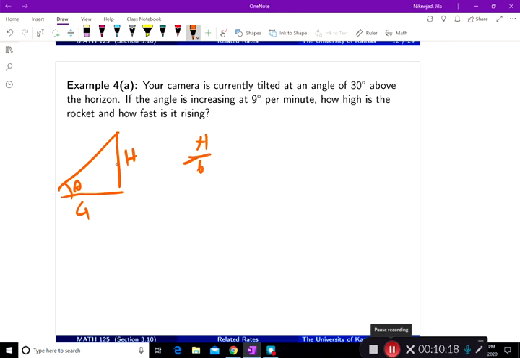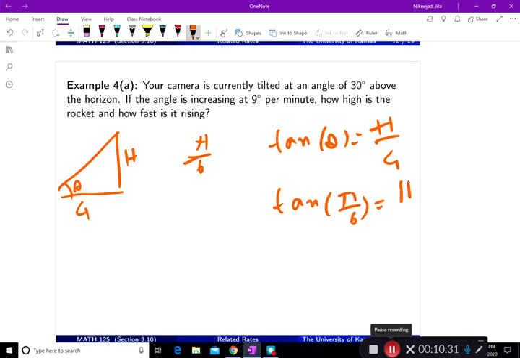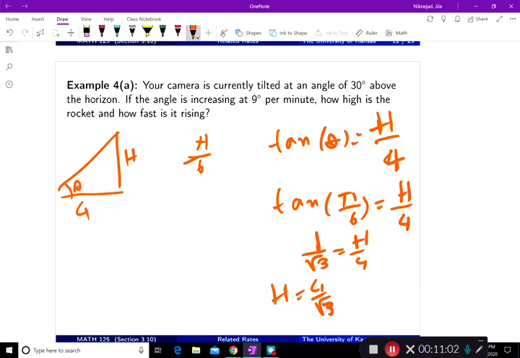the relationship, again, we said that tangent theta is equal to h divided by 4. That is, tangent of pi over 6 is equal to h divided by 4. And so for tangent of pi over 6, sine of pi over 6 is 1/2 and cosine of pi over 6 is square root of 3 over 2. Therefore, it's 1 over square root of 3 equal to h over 4. So h is equal to 4 over square root of 3 kilometers. And so you calculate that, and the answer is approximately 2.3 kilometers. That's the height at the moment.